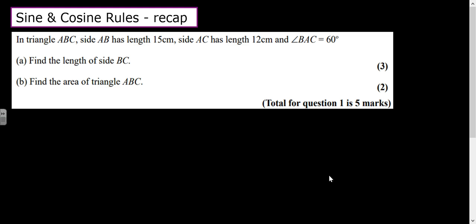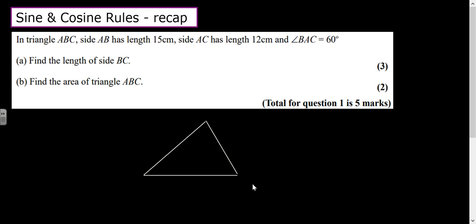topic. So this is a quick recap of the sine and the cosine rules. We've got triangle ABC. Our side AB is length 15, side AC has a length 12, and we're given the angle BAC is 60 degrees. And we're asked to find some things about this. Now, it's always a good idea to draw a triangle if you're given a triangle question, because then it makes it easier to decide which rule you need to use.